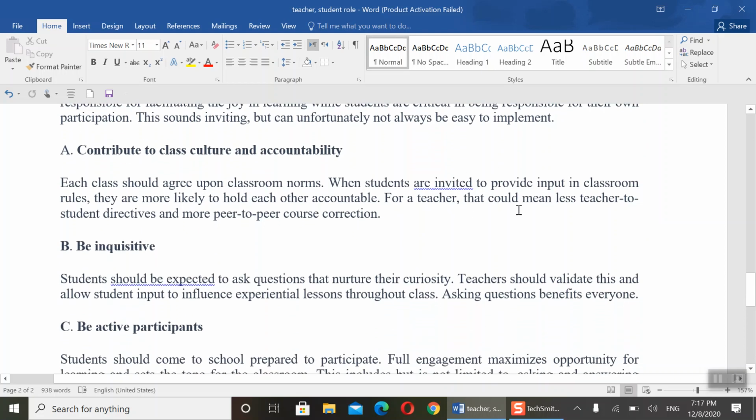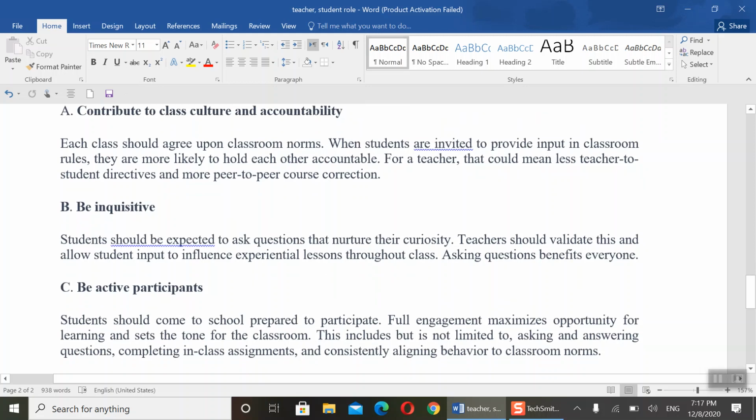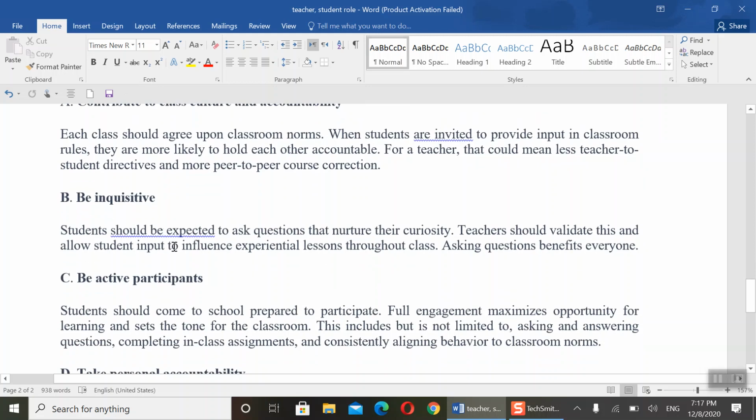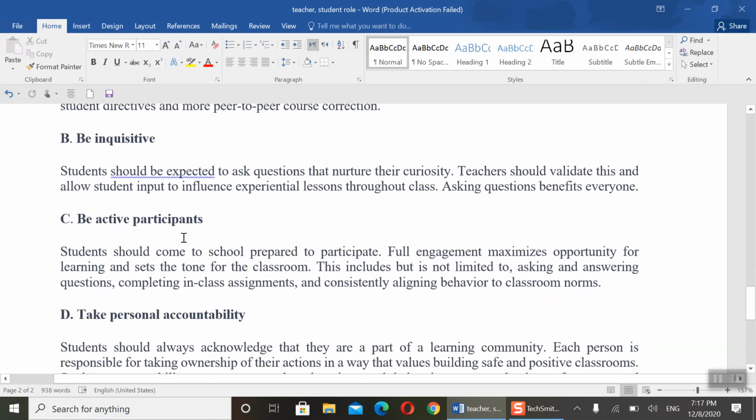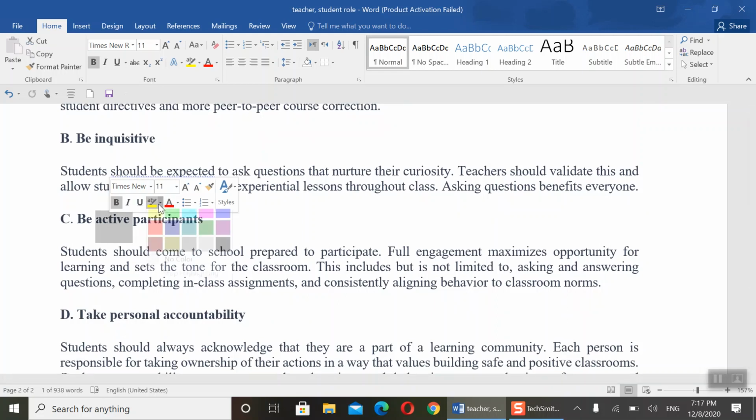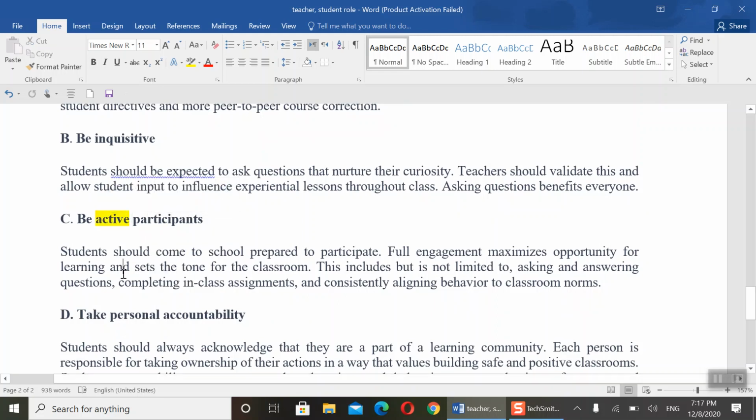For a teacher, that should mean less teacher-to-student directive. Be inquisitive. Okay, you have to be curious. Students should be expected to ask questions that nurture their curiosity. Be active participants, not passive, as I told you. Remember, I told you to be active participants, not passive. You have to be active. You have to come to school to prepare, to participate. Tell your students, now I'm telling you: prepare well, read, participate, speak.